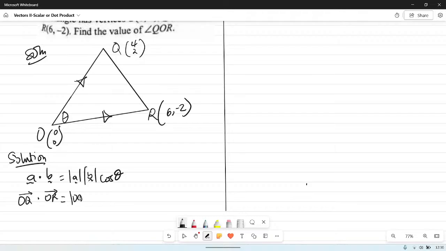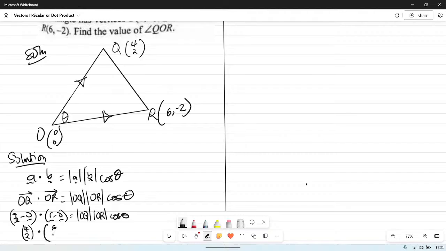So OQ OR cos theta. Now we have to find the vectors OQ and OR. OQ becomes (4, 2) automatically because it becomes Q minus O dot R minus O, the position vectors. Are you okay? Then we continue with |OQ||OR| cos theta. Mind you, we are finding the angle, so you want to make cos theta the subject. Q minus O becomes (4, 2) because it's a position vector, dot (6, -2).